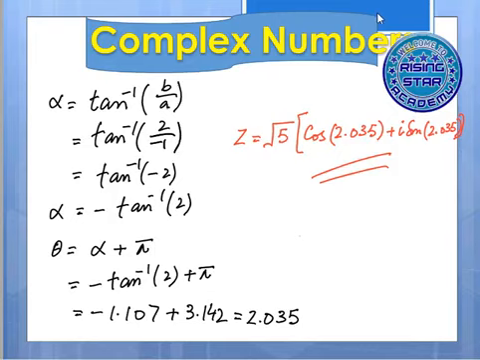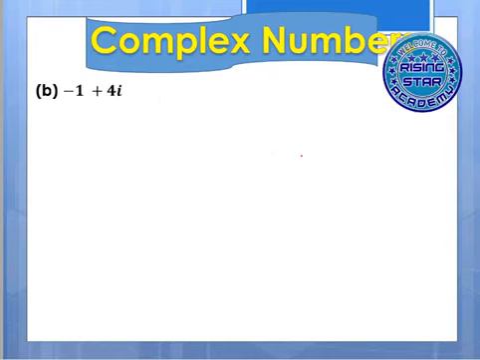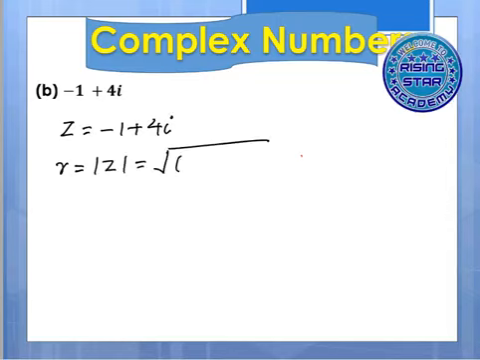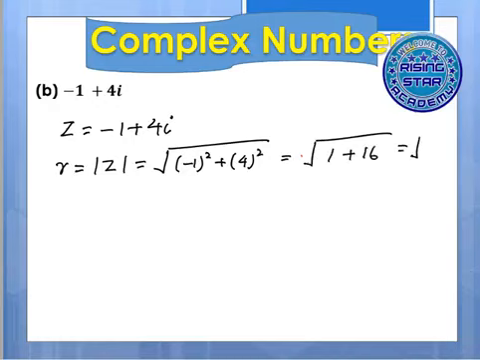We'll move to the next question now. In this question, we will write z equals minus 1 plus 4 iota. So first of all, we will find r, the z modulus. So that would become negative 1 square plus 4 square. That would become 1 plus 16. So the final answer would be square root of 17.